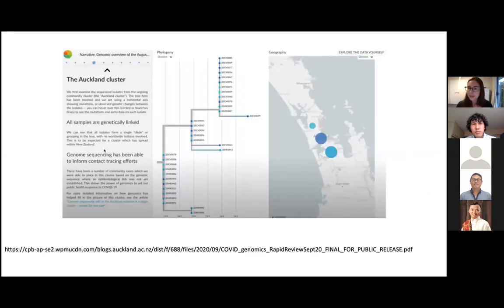So this is an example of some of the work that's being done using genomics. This is a particular outbreak that made the news. Everyone was very interested. It's called the Auckland Cluster because it happened in the city of Auckland. So you can see there are 3 major centres where samples were collected in the map. And then we've got a phylogenetic tree of our samples in the middle here.